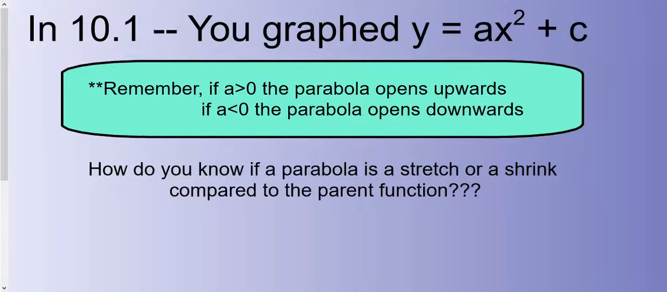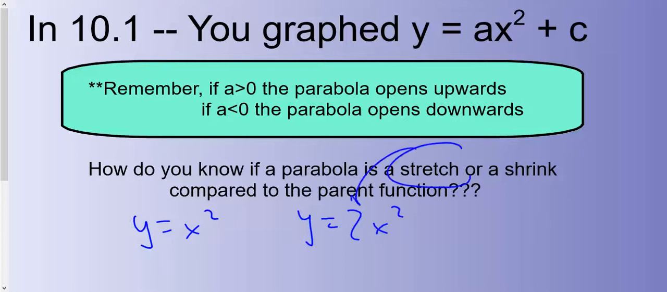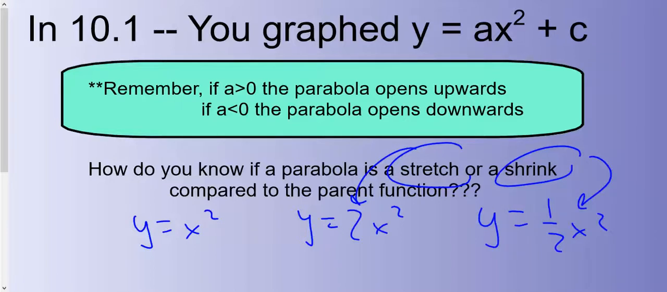Alright, so just a couple of reminders from yesterday. If the a value, the a coefficient, or the x squared coefficient is positive, it's going to open upwards. And if it's negative, it's going to be a reflection, so it's going to open downwards. Okay, and then we talked about stretches and shrinks. If you have y equals x squared, then y equals 2x squared would be a stretch. And if it was like y equals 1/2 x squared, it'd be a shrink. Those are just a couple examples there.